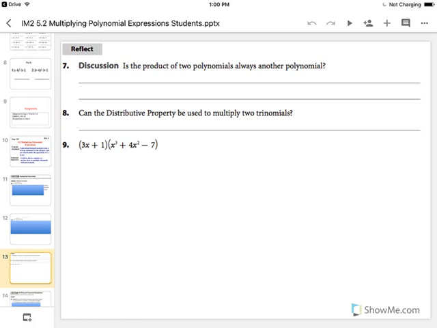And number 8, can the distributive property be used to multiply two trinomials? Yes. We have seen that we can use the distributive property between two binomials, and between a binomial and a trinomial. So it will also apply to the product of two trinomials. Okay, so can you try number 9 on your own? We have a binomial times a trinomial.